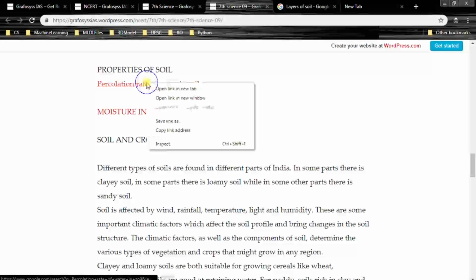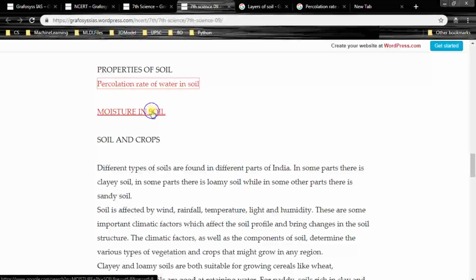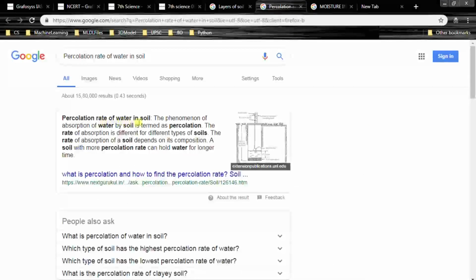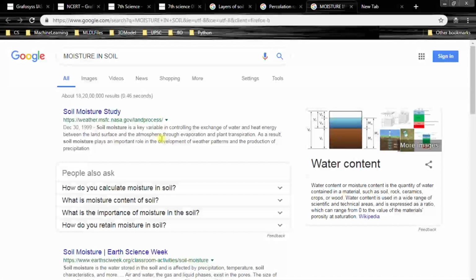Properties of soil: percolation rate of water in soil, moisture in soil. So let's see what is percolation rate of water in soil. The phenomenon of absorption of water by soil is termed as percolation. The absorption of water by soil. So remember this. And moisture content. The water content or moisture content is the quantity of water contained in a material such as soil, rock, ceramics, crops or wood. So this is water content.